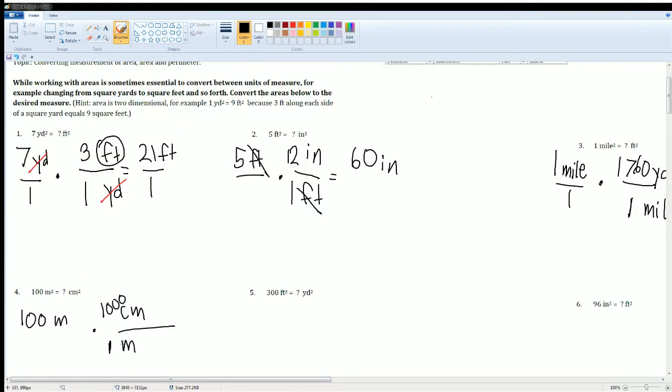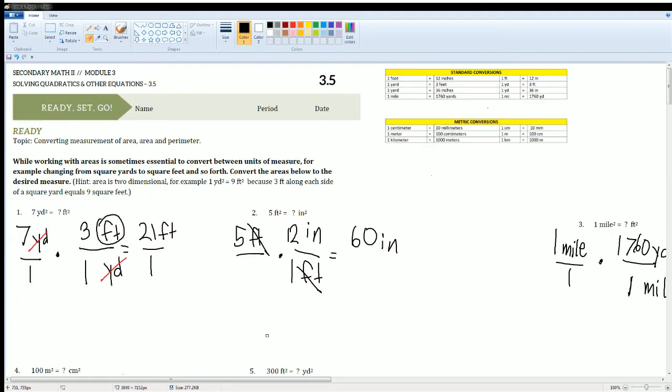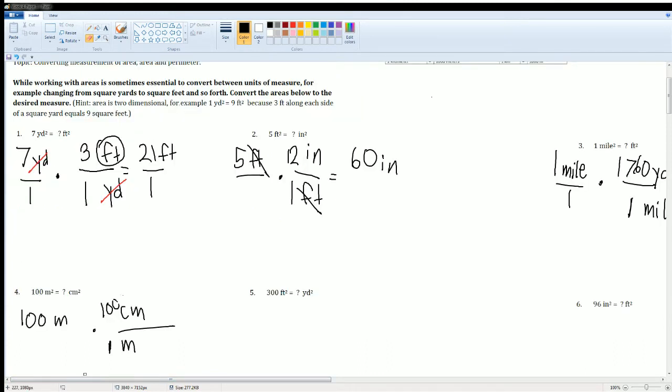100 centimeters is equal to 1 meter. So multiply that across, you should get 100 times 100. That is 10,000 centimeters. So 100 meters is equivalent to 10,000 centimeters.